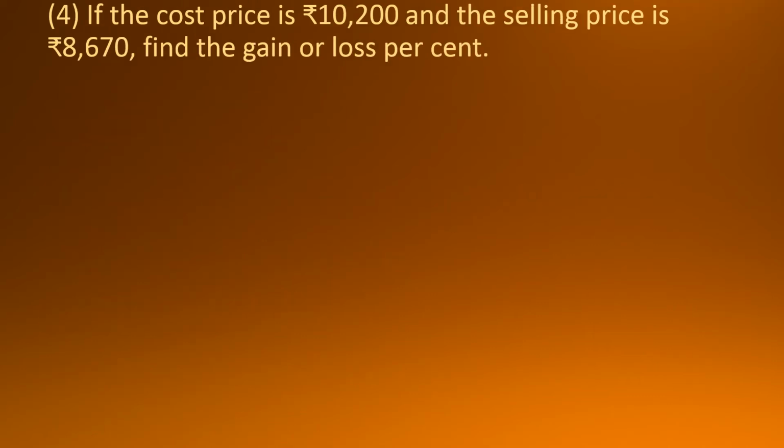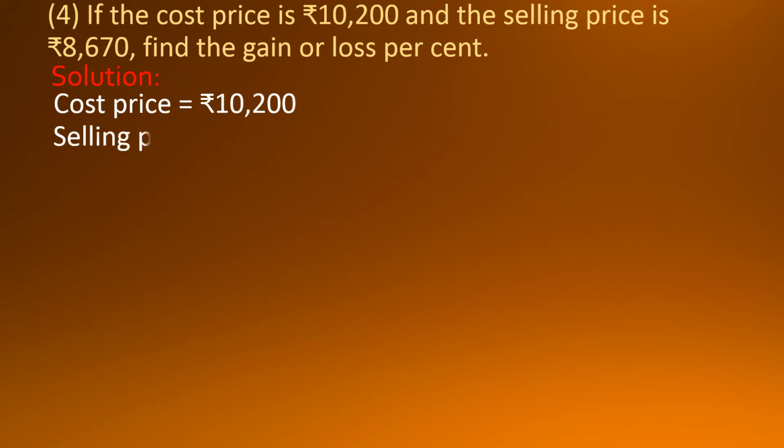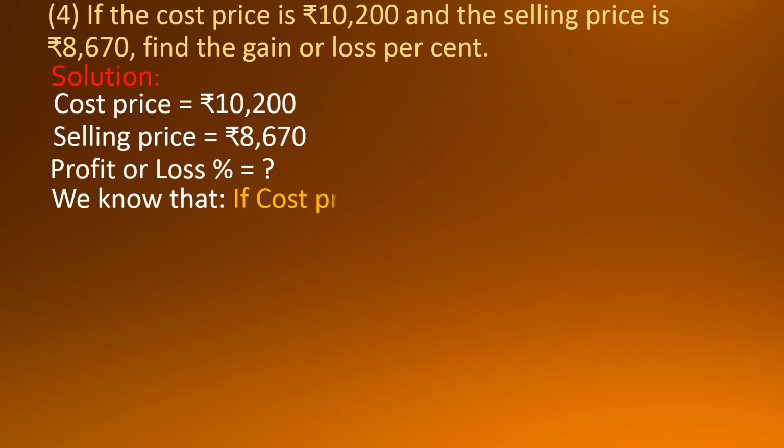The next is question number 4. If the cost price is rupees 10,200 and selling price is rupees 8,670, find the gain or loss percent. See, in this question, cost price is equal to rupees 10,200 and selling price is equal to rupees 8,670 and profit or loss percentage we have to find out. Now tell me which one is greater, CP or SP? Yes, CP. And we know that if cost price is greater than selling price, we have a loss and loss is equal to CP minus SP.